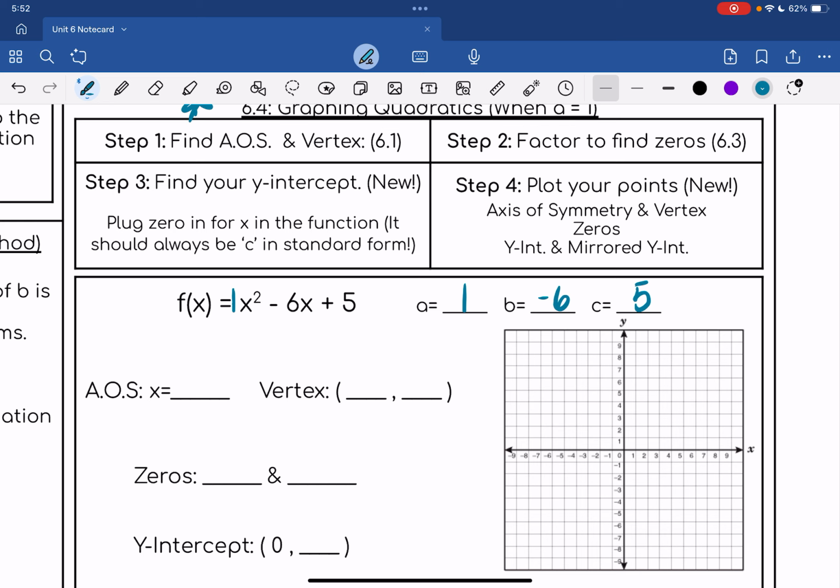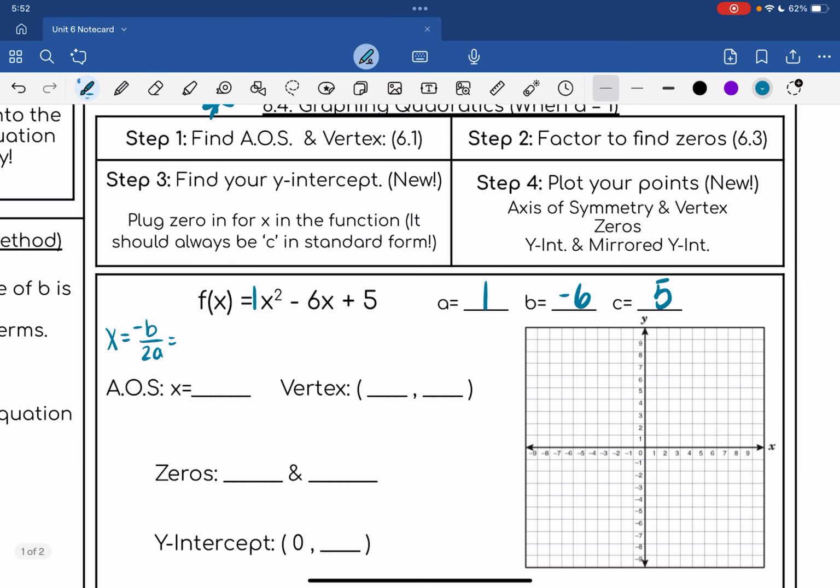So for my axis of symmetry, I'm doing negative b over 2a. Negative b would be negative 6. So that's going to be positive 6 over 2 times 1. 6 divided by 2 is 3. So that gives me an axis of symmetry of 3.